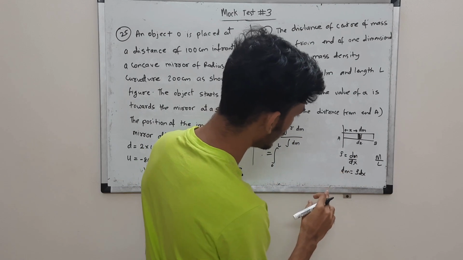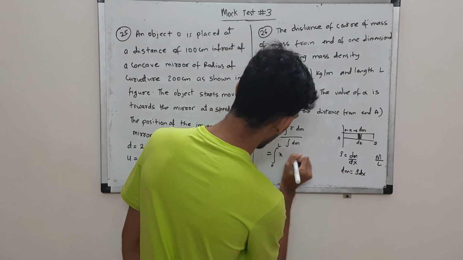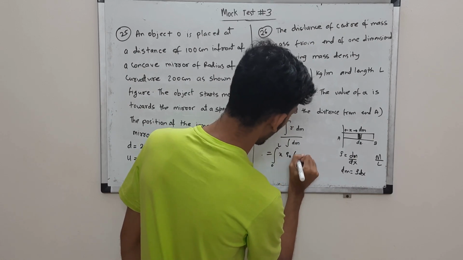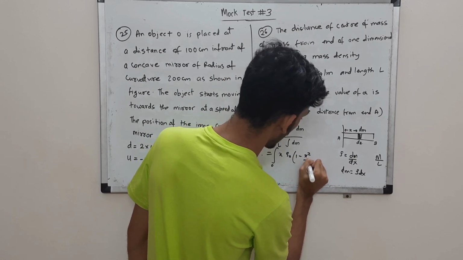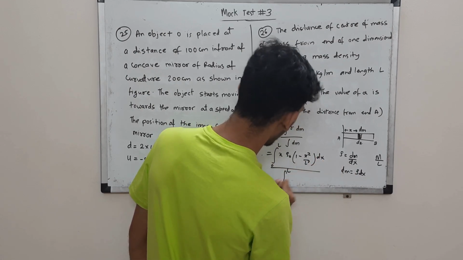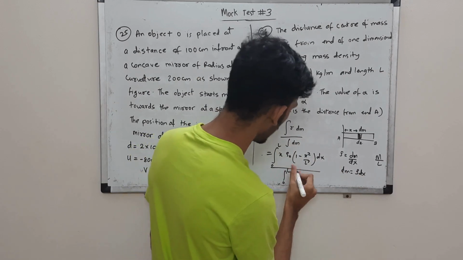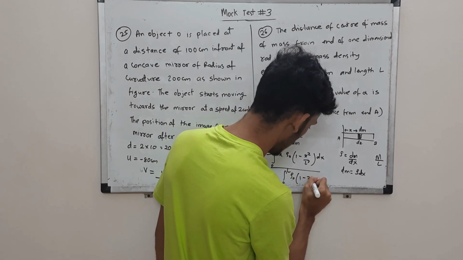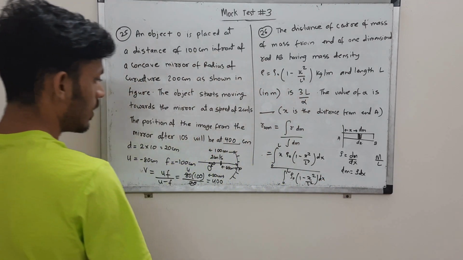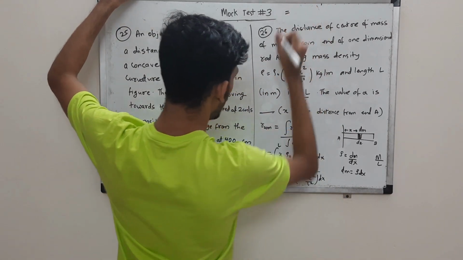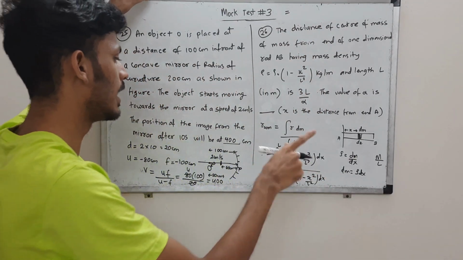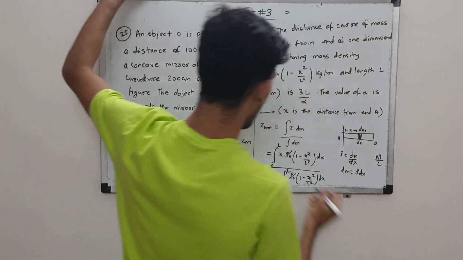So R is nothing but x over here, dm is rho dx. So rho, you can substitute this, rho naught into 1 minus x square by L square, and dx, right? In the denominator also you'll have dm, which is rho dx, so rho is rho naught into 1 minus x square by L square into dx. Okay, so now let us solve it. Here first of all you can cancel out rho naught, since it is constant and will come out of the integration sign, and now integrate.